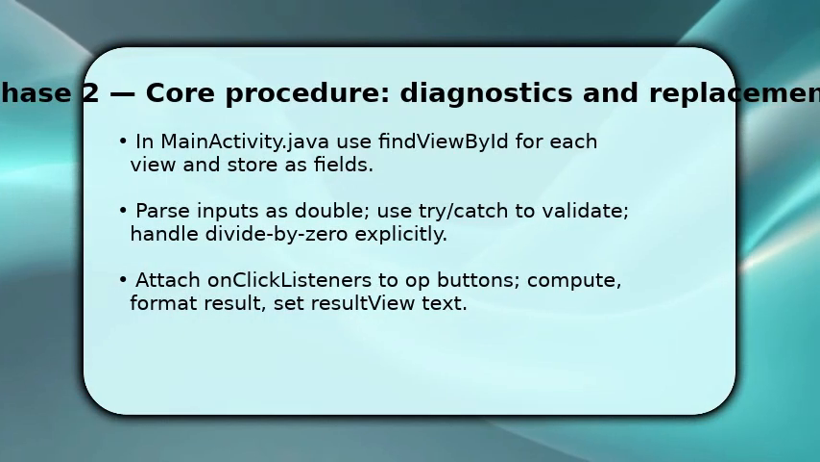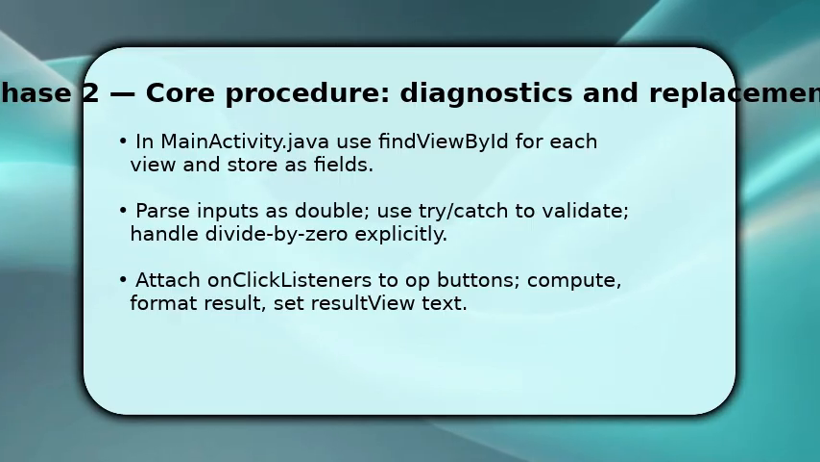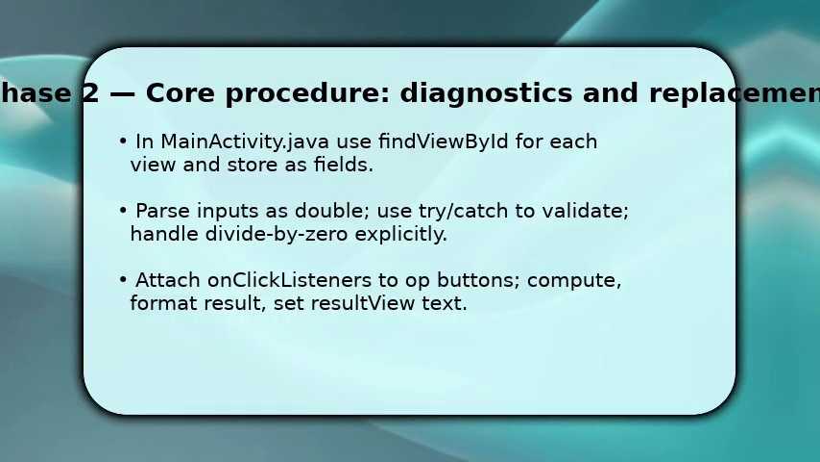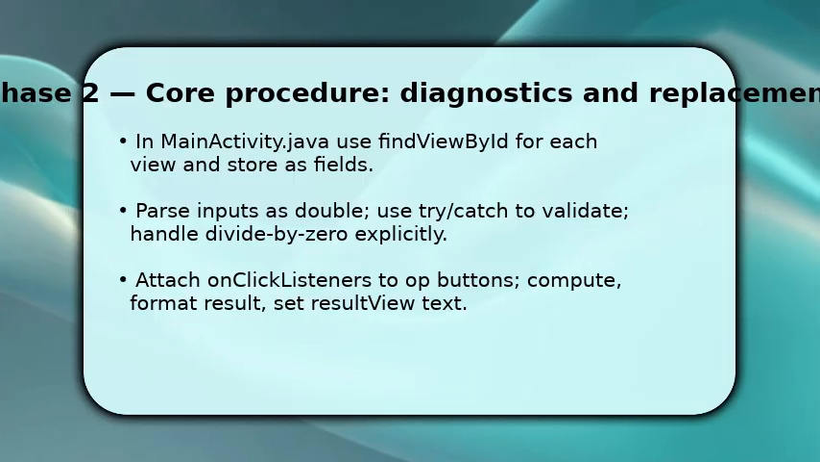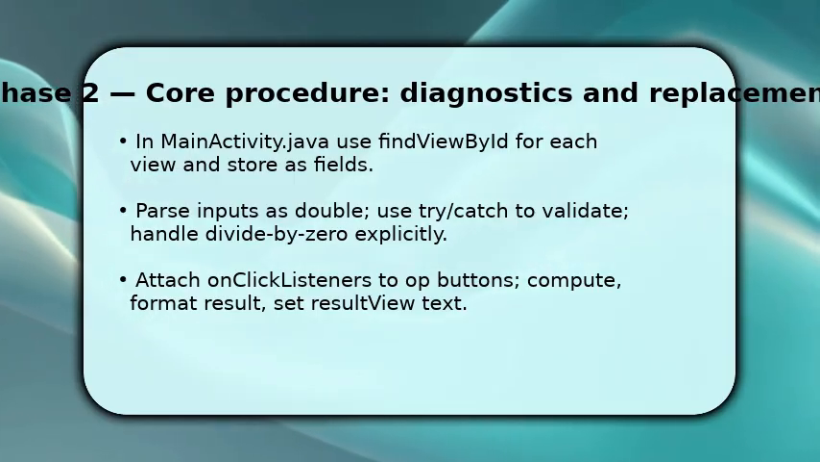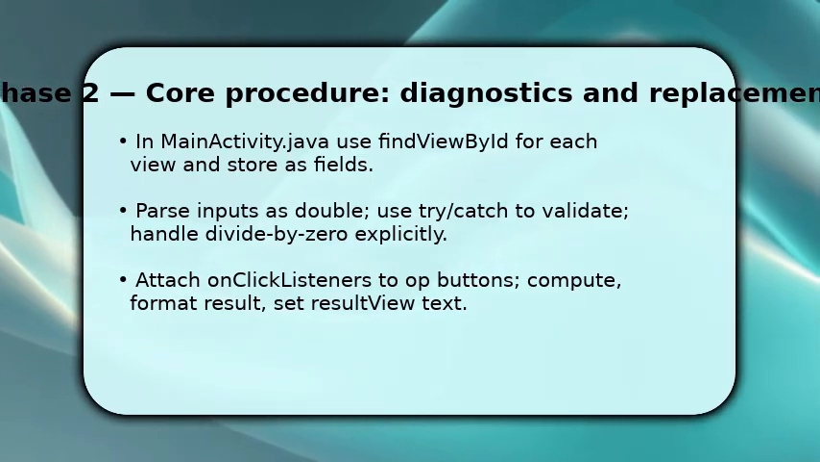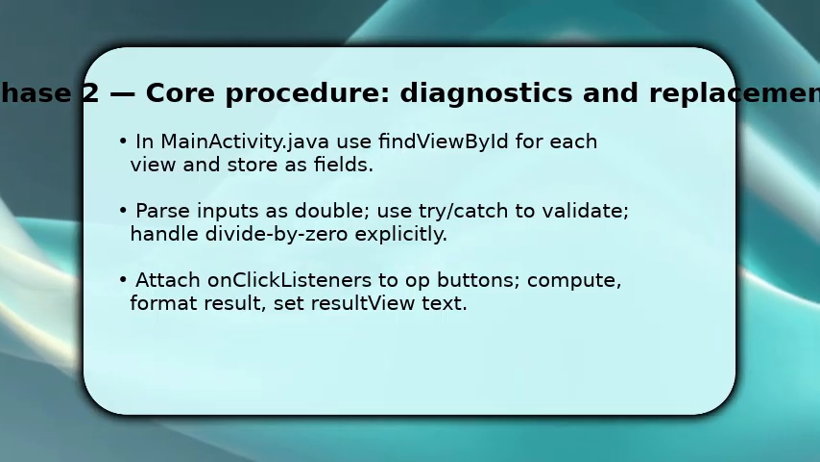You now implement the calculation logic in MainActivity.java. Use findViewById to bind EditText and buttons, then parse text to double inside a try/catch so invalid input won't crash the app. Once parsed, set onClick listeners for each operation, add, subtract, multiply, divide, and compute the result. For division, check if the divisor is 0 and show an error message.